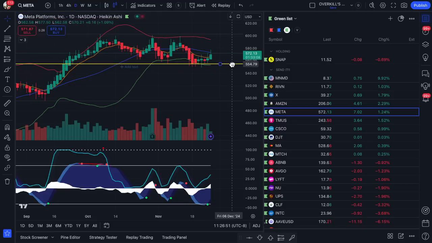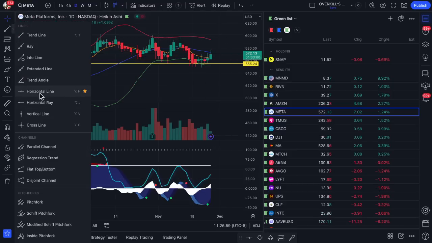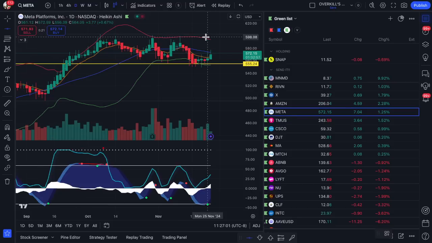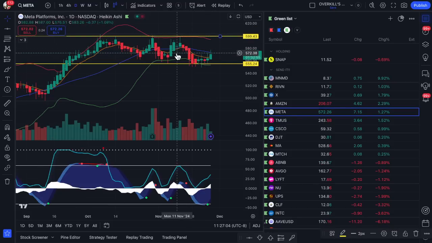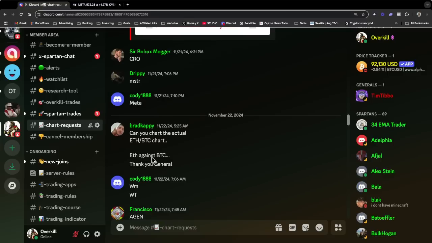I just creep your stop loss up a little bit, put it right there at the bottom of yesterday's candle that we got the green dot on, at about 555. This one looks good. I look for a first target on this one of about $600. That'd be a good place to exit there on Meta.